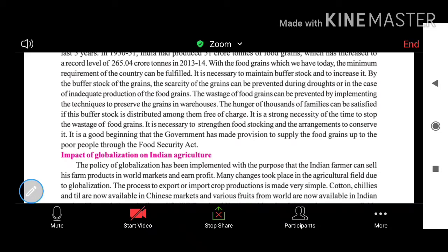And as and when we would have the sufficient food grains, even the poor people can get the food grains in a good amount, in good quantity, and at a free of charge. It is necessary to strengthen food stocking and the arrangement to conserve it. It is a good beginning that the government has made provision to supply the food grains up to the poor people through the Food Security Act.